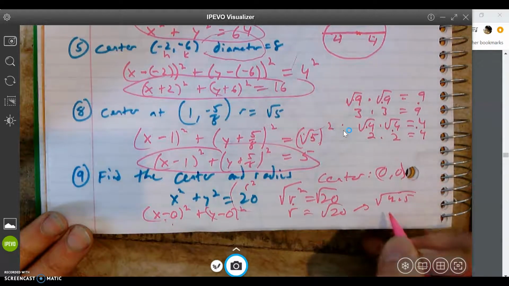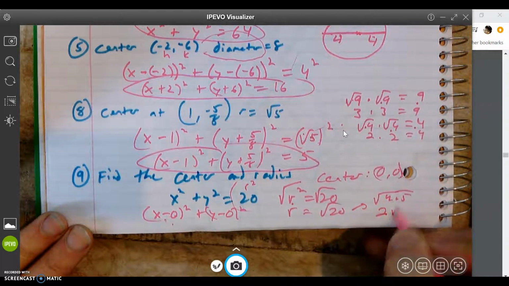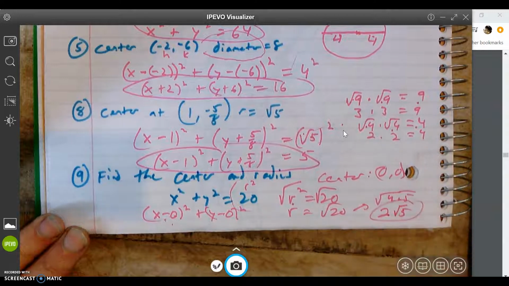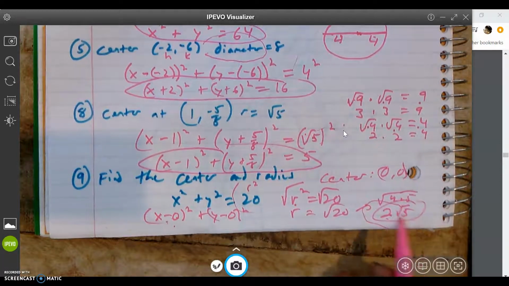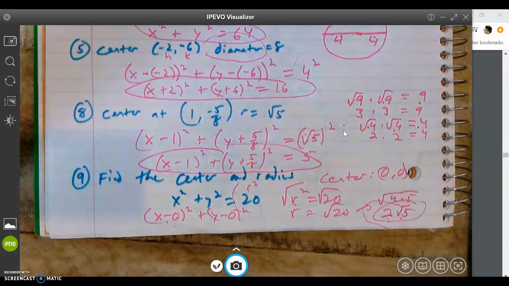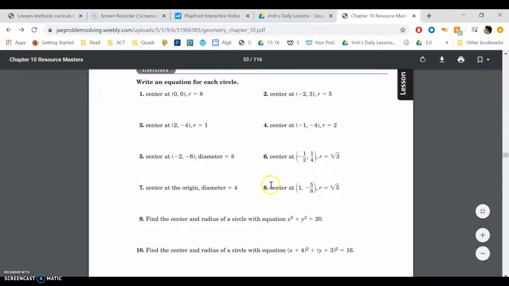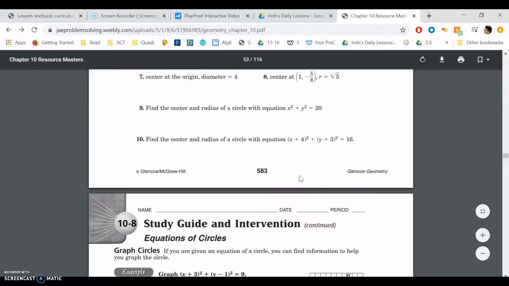What's the square root of 4? Yeah, 2. The square root of 5 is, I don't know, so that's going to remain like that. So it's 2 radical 5. So radical 20 and 2 radical 5 are the same. This is simplifying the radical, so that's the final answer. That's your radius. So the center is (0, 0). The radius is 2 radical 5. So pause the video, knock the rest of these out.